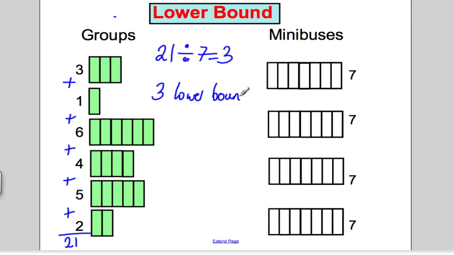Now, we don't know 3 is an answer to this problem. 3 minibuses may be not enough to fit the people in so that they all stay in their groups. But we know 3 is the best it could possibly be. Okay, that's how you work out lower bounds. Your total number divided by the size of your container. So that's your lower bound. It may or may not be a solution.